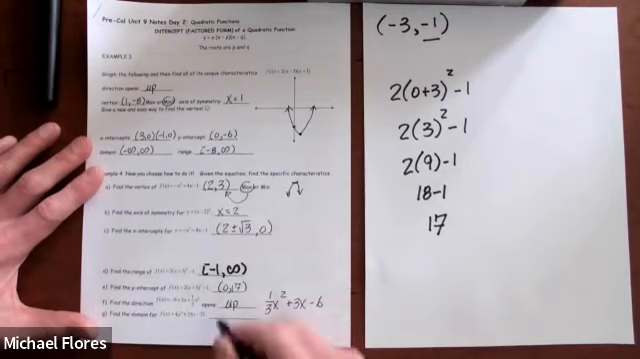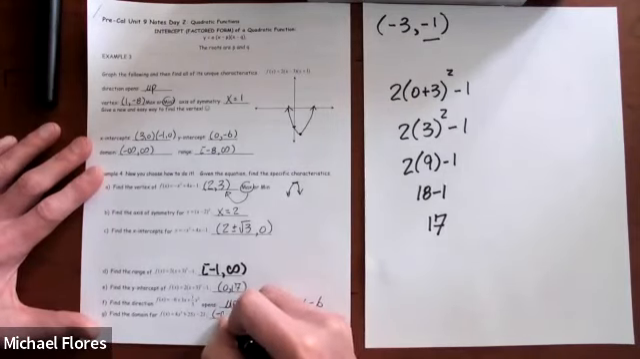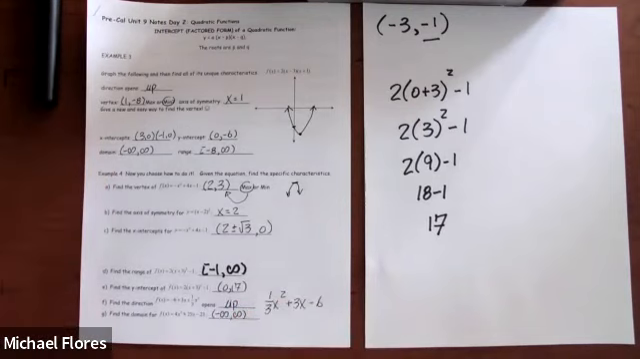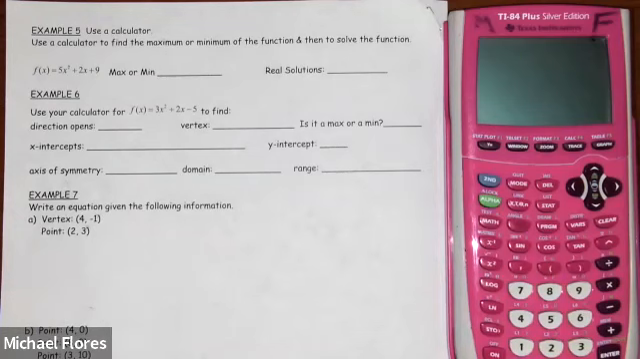Find the domain. Well, this is a quadratic function, so it's going to be all real numbers. And that's how we write it in interval notation. Let's move on to side 2. Okay, note that with example 5, it says use a calculator. So that's what we will be doing until we need to do otherwise. Use a calculator to find the maximum or minimum of the function and then to solve the function.